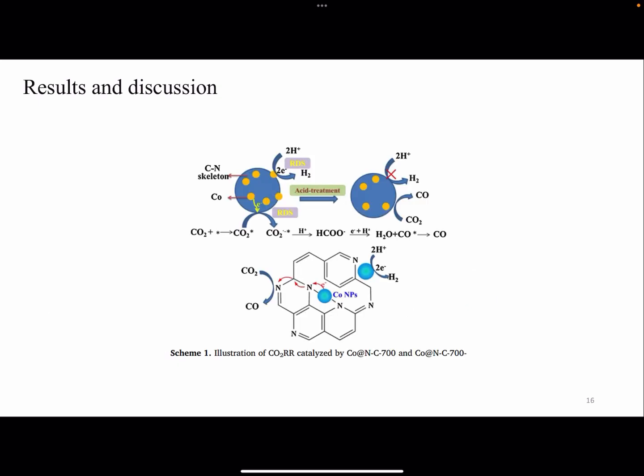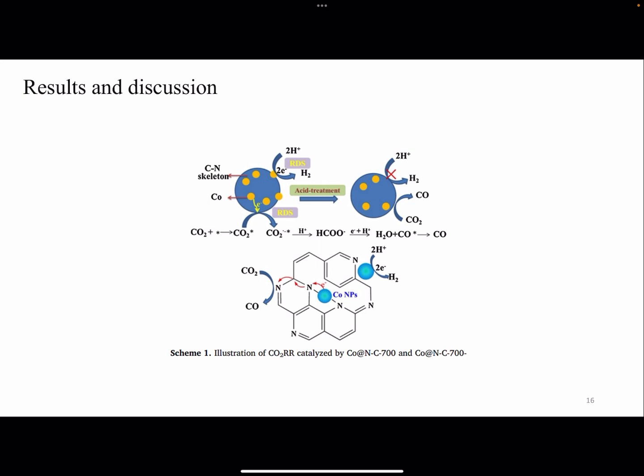And we can see the picture. The picture is about before and after the acid treatment. We can look at the left side of the picture. It is the original Co@NC700. There are two competing pathways, and the yellow cobalt nanoparticles on the surface are highly active for HER. As we can see, water or protons interact directly with these exposed sites to produce hydrogen. And this is our rate determining step for the unwanted side reaction.